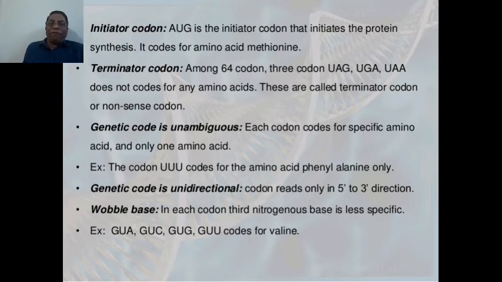Now, another thing, you examine carefully. The genetic code is unidirectional. I told you, unidirectional means it has polarity. You see, I told you one codon codes for one amino acid. Now one example is there. Here, the base. See, GUA, GUC, GUG, GUU, code for valine.